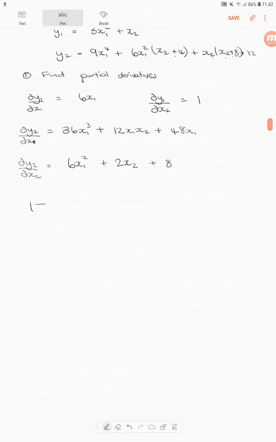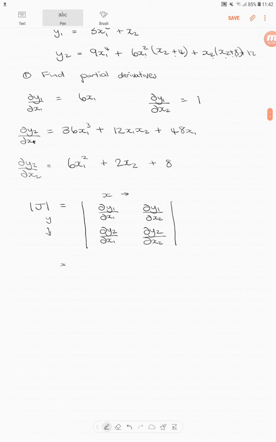So our Jacobian determinant, we make a matrix of the functions and we get the determinant. In this case, our columns will be x and our rows y. So this first entry will be dy1 dx1, second entry the partial derivative of dy1 dx2, row 2 will be dy2 dx1, dy2 dx2.